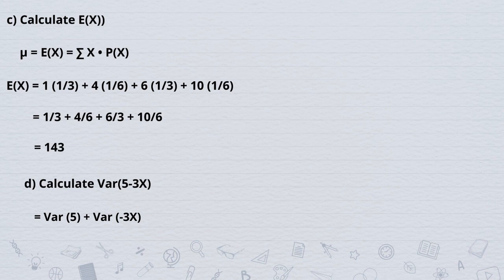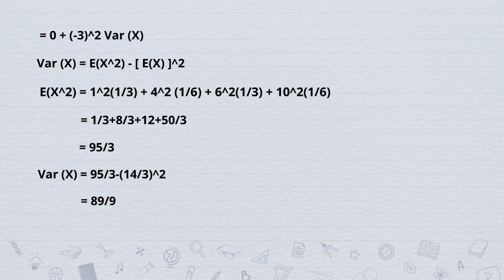Calculate the variance of 5 minus 3x. So variance of 5 plus variance of negative 3x. We know that the variance of any constant is equal to 0. So the variance of 5 is equal to 0 plus the variance of negative 3x. We take out the negative 3, and we need to square it. So 0 plus negative 3 squared times the variance of x.